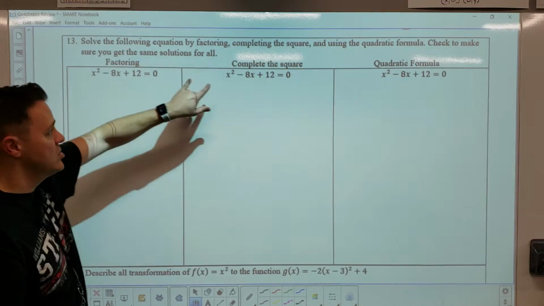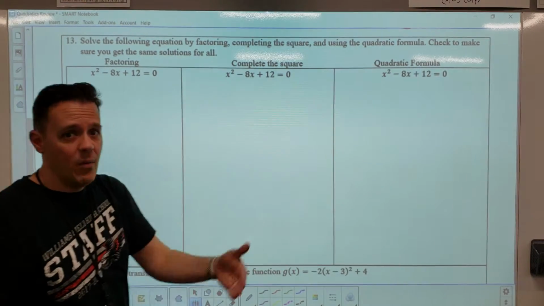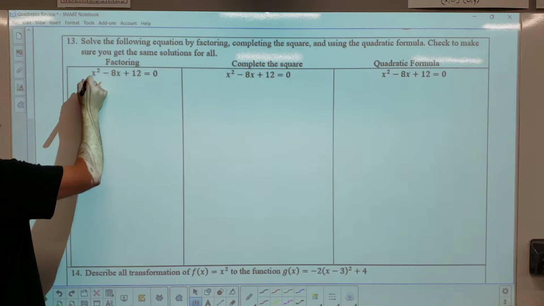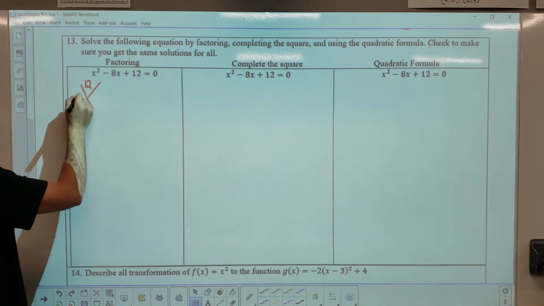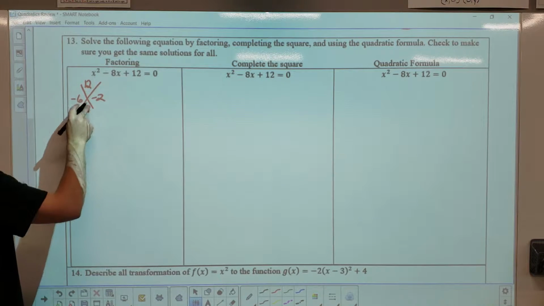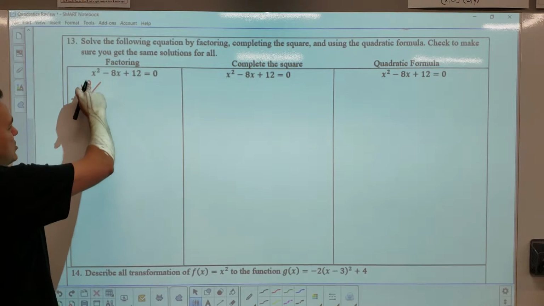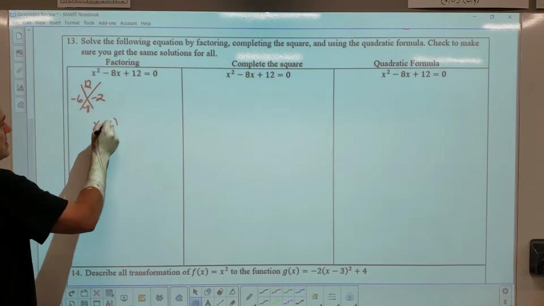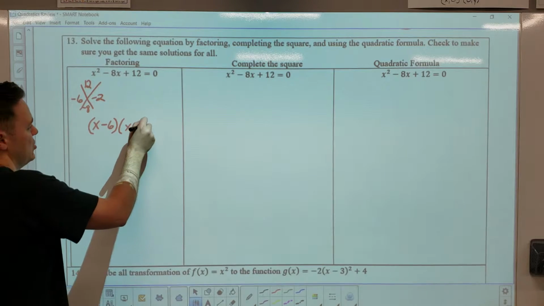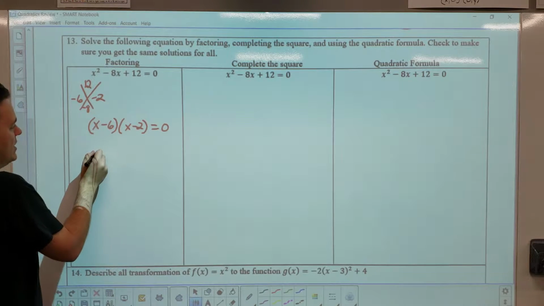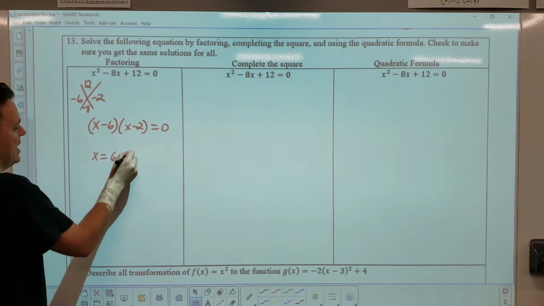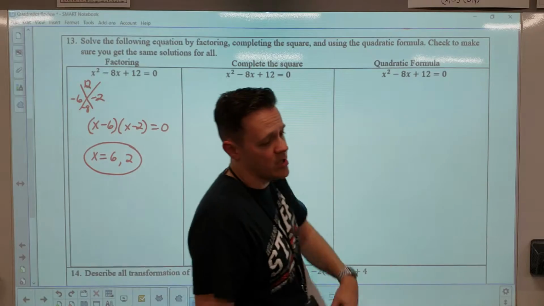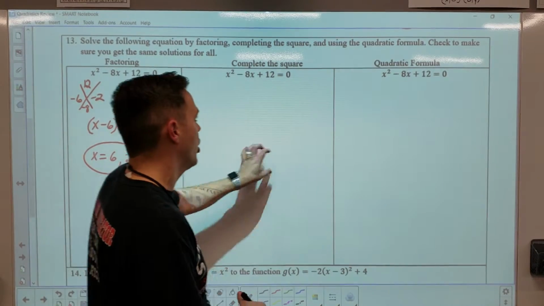Factoring. These are all the same, okay? But I want to make sure you can do the steps in the process. Factoring here, same thing. 12 on top, negative 8 on the bottom. What two numbers would it be? Negative 6 times negative 2 is 12. You add them, you get negative 8. So my answers are going to be x minus 6 and then x minus 2 equals 0. So in fact, x is going to equal 6 and 2. So that's my answer. The good news is I know the answer. This answer is going to be the same across the board, but I want you to make sure you can show me the work on doing it.